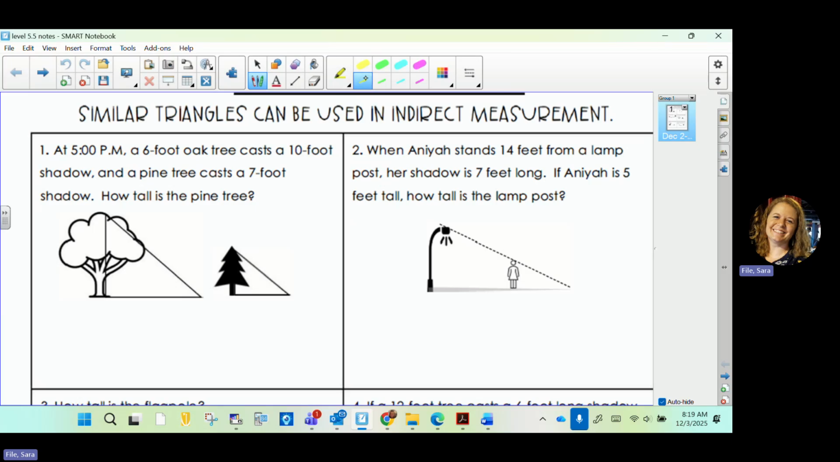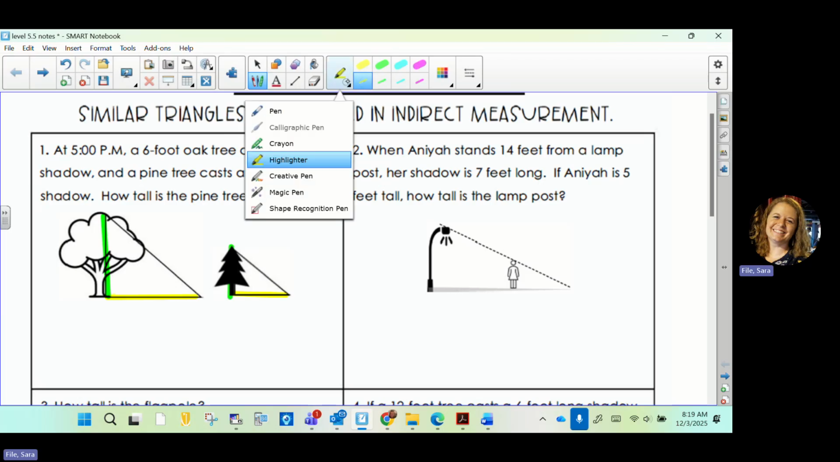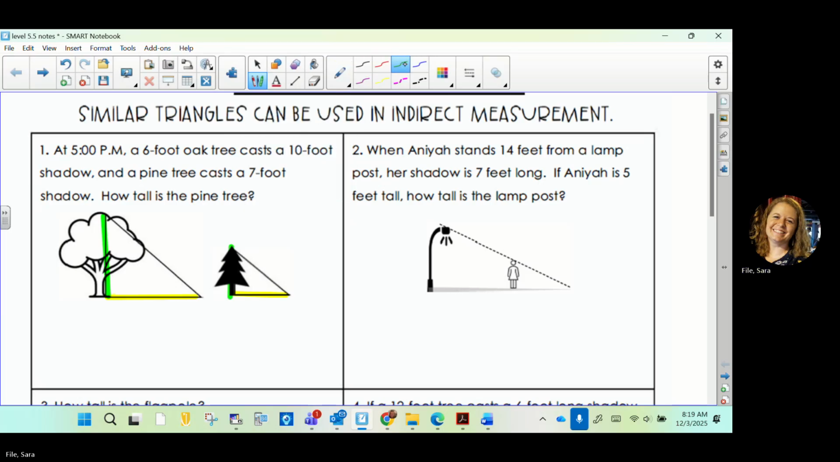Just like I did yesterday, I'm going to identify my corresponding pieces. So the shadows correspond to each other, and the heights of the trees correspond to each other. They tell us that a 6-foot oak tree, so this is 6 foot, has a 10-foot shadow, and then a pine tree has a 7-foot shadow. This is the missing piece, the height of the pine tree.